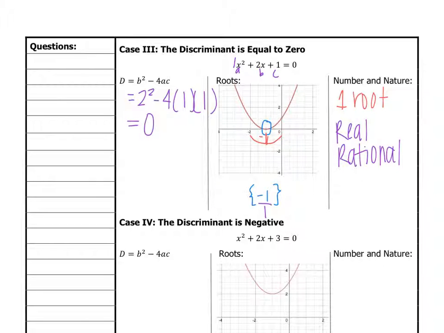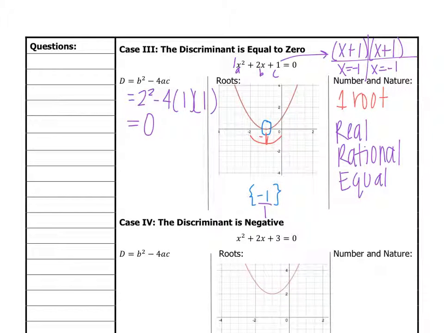And then the question is, are the roots equal or unequal? Because there's only one of them, if we were to actually factor this quadratic, you would have x plus 1, x plus 1. You would t-chart, you would get x equals -1, x equals -1. Now, technically there's 2 roots, but they're equal, which is how we're going to describe it at the end. Real, rational, equal. So we just discovered that if our discriminant is equal to 0, not greater than 0 anymore, but equal to 0, then the roots are real, rational, and equal.